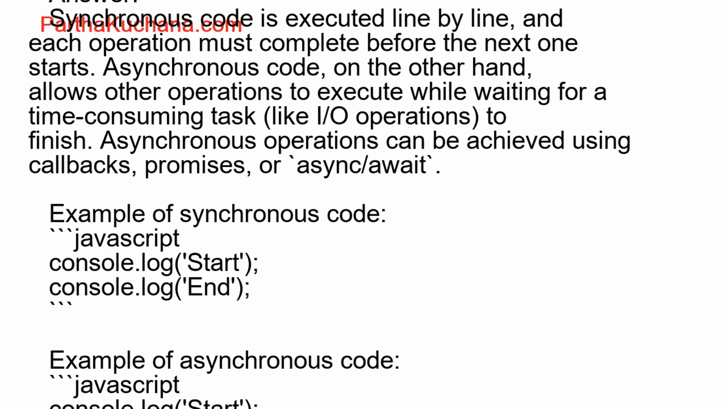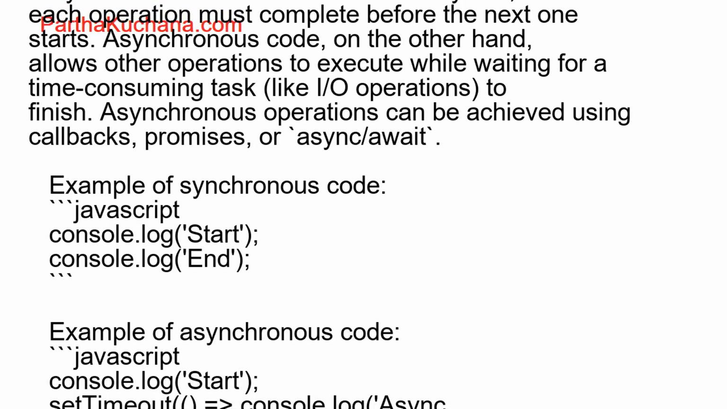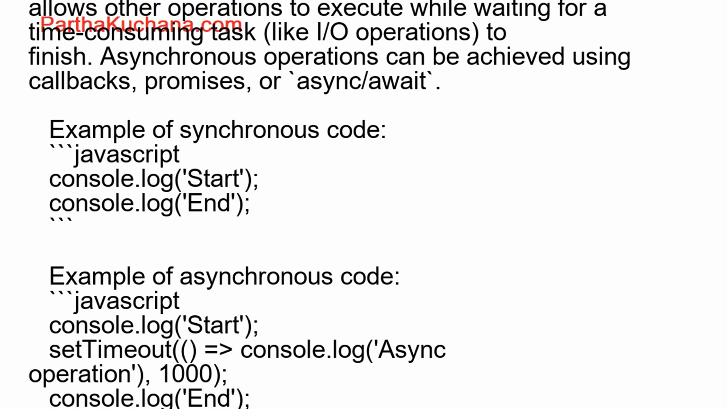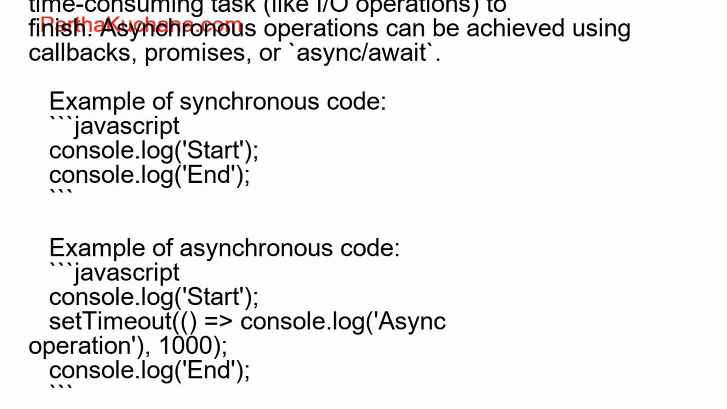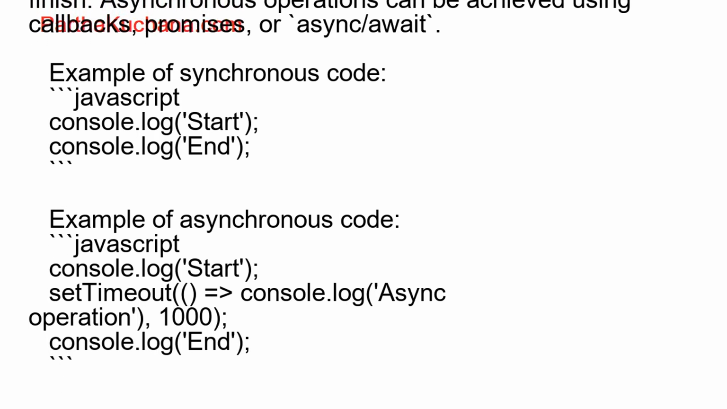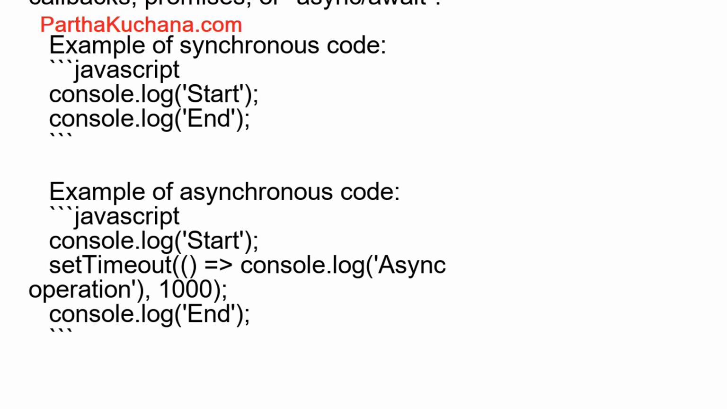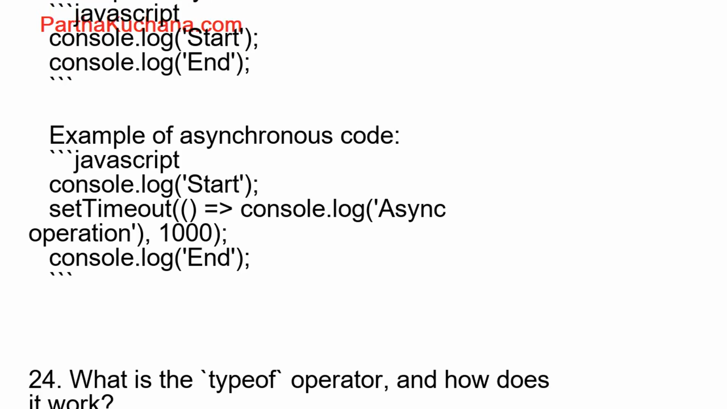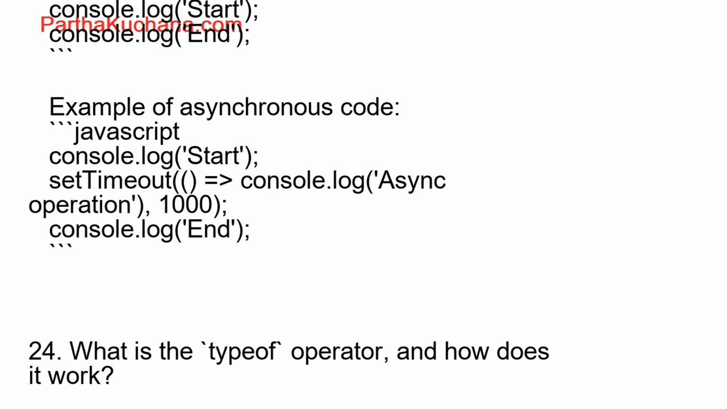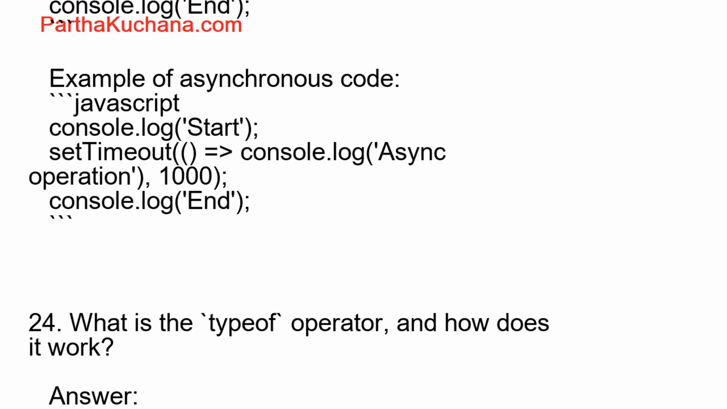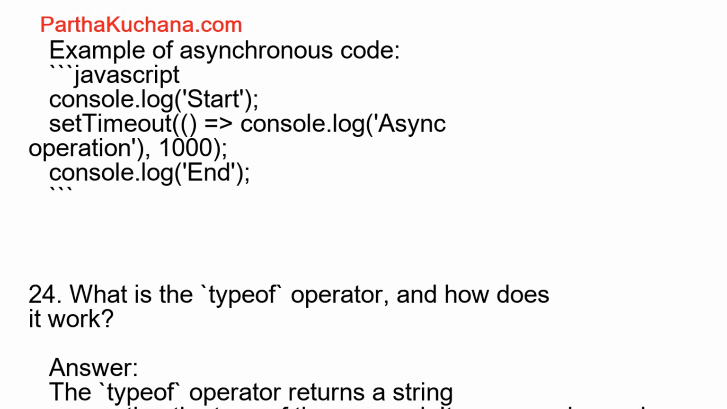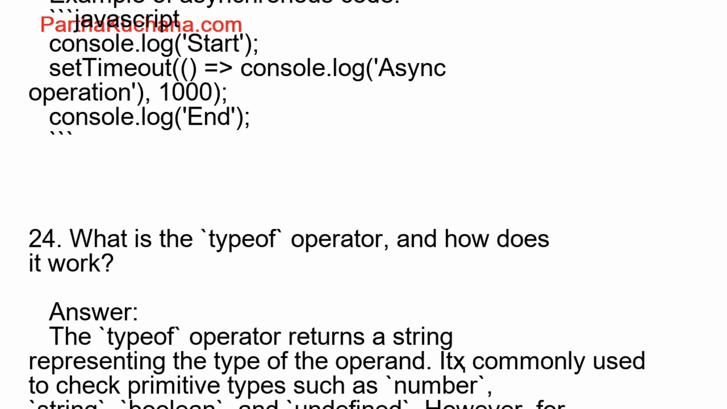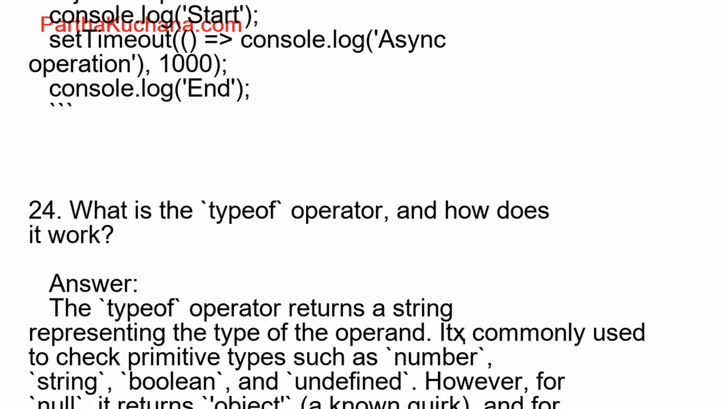26. What is hoisting in JavaScript, and how does it affect variables and functions? Answer. Hoisting is JavaScript's behavior of moving variable and function declarations to the top of their containing scope during the compilation phase. This means that variables declared with var are hoisted and initialized with undefined, while let and const are hoisted but not initialized, which leads to the TDZ. Function declarations are also hoisted, allowing them to be called before they are declared.